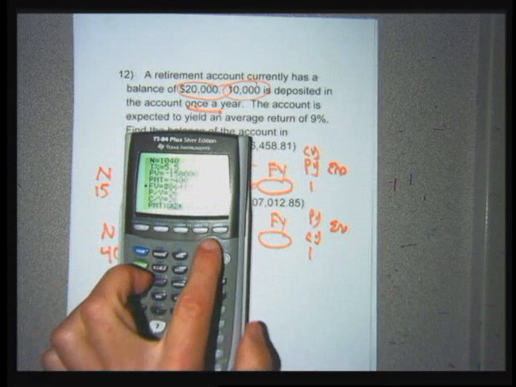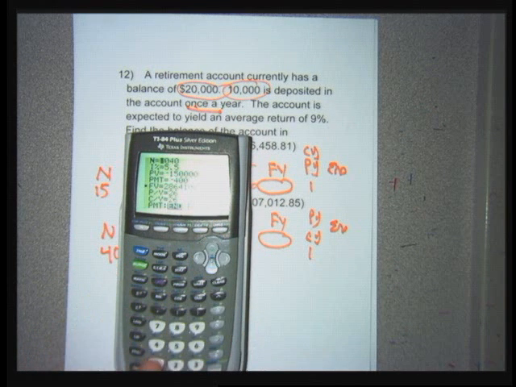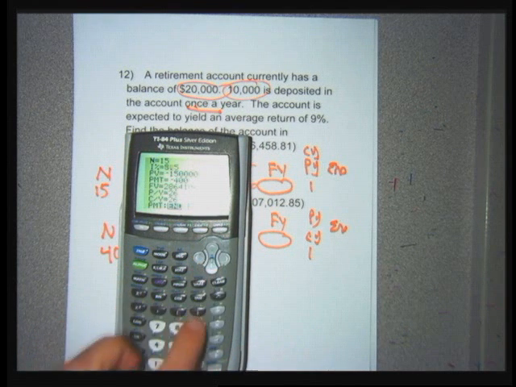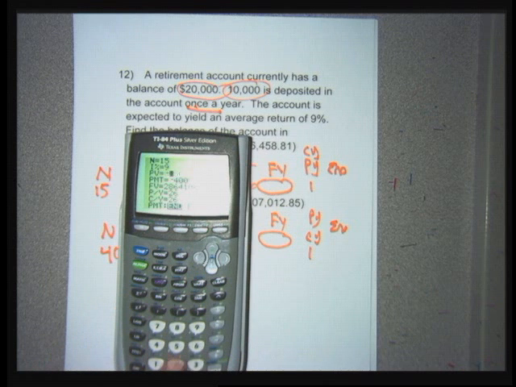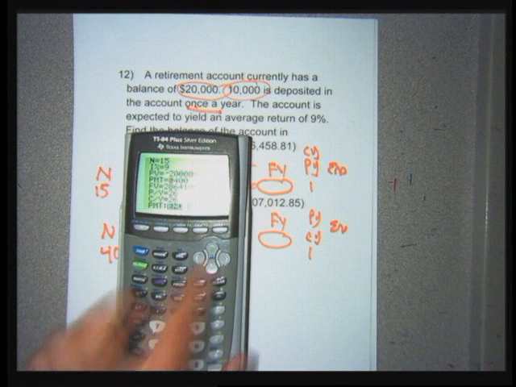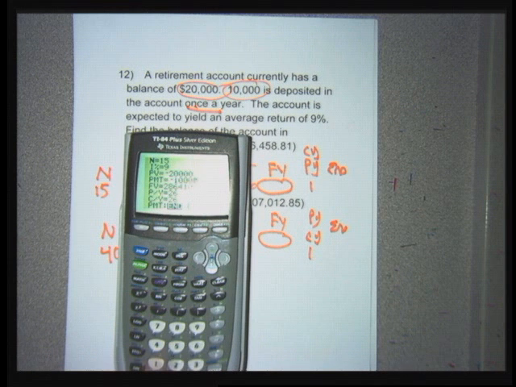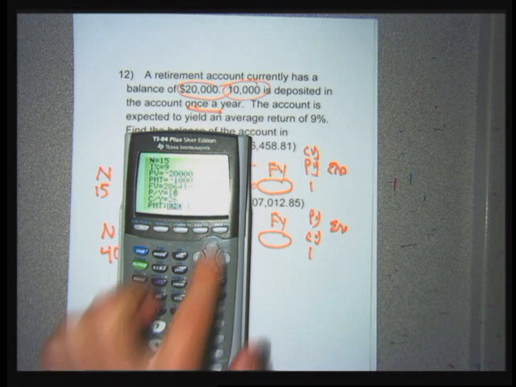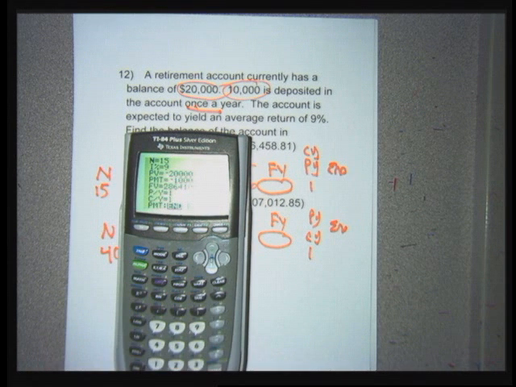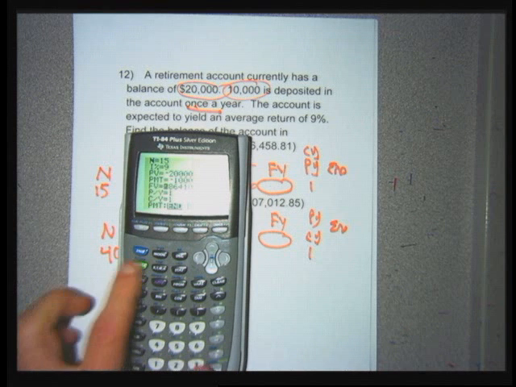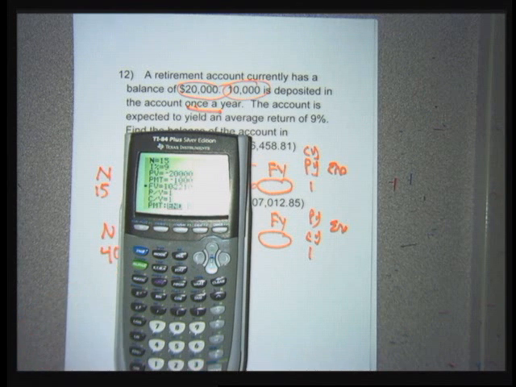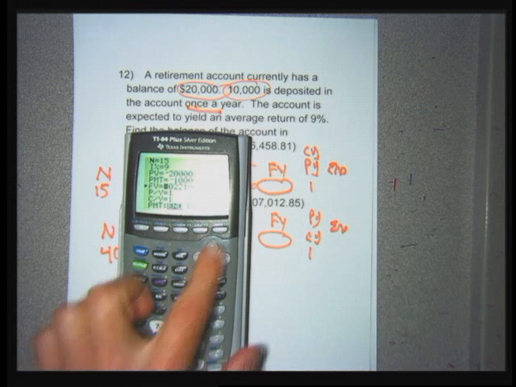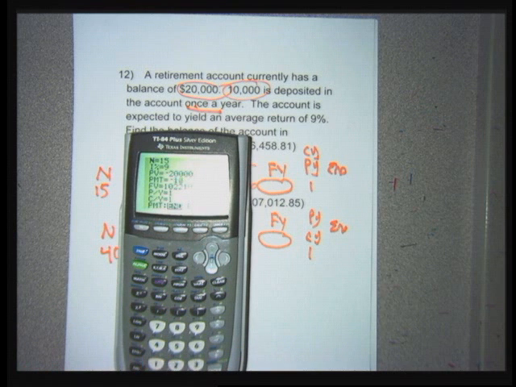So to do problem 12A, for the N, I'm going to type 15. For the I, I'm going to type 9. For the PV, negative 20,000. For the PMT, negative 10,000. I'm changing the PY and the CY to 1. I'm going to hit my green alpha button and enter on the future value. And I forgot a 0 on the payment.